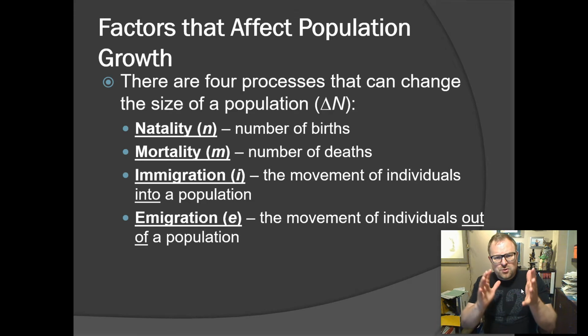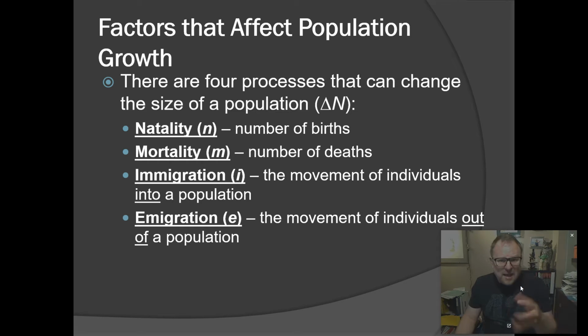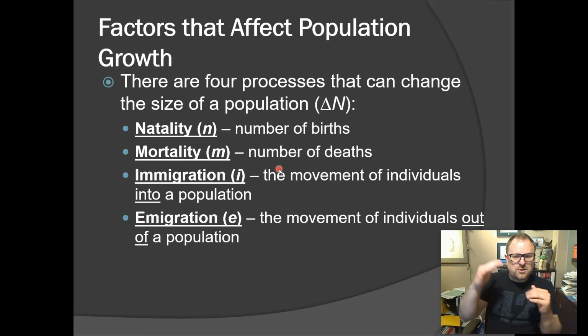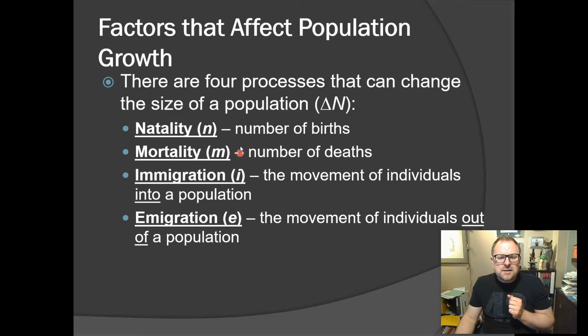If we're going to describe the change in population, we have to look at all 4 of these things in order to understand how a population is going to change. So the first thing we have to look at is natality, which is number of births. If we have lots of births going on, there is probably a good chance that our population is going to be rising. But how is our mortality? Do we have equal births and deaths? Does that mean then that our population isn't changing?